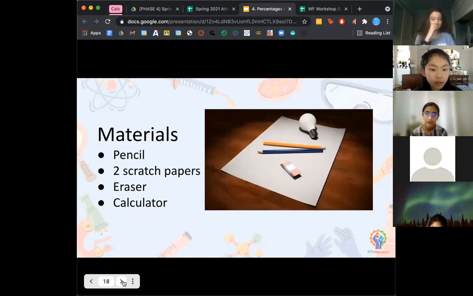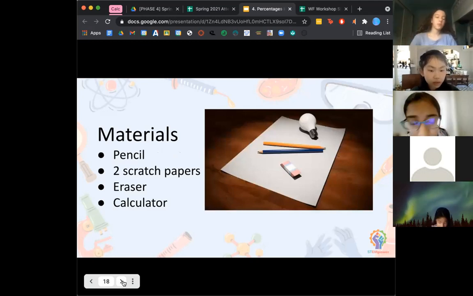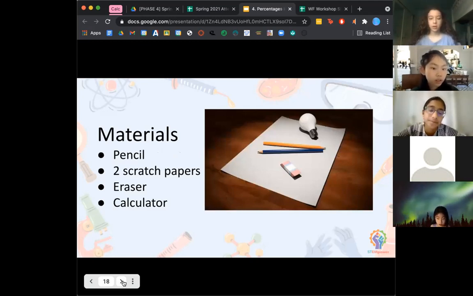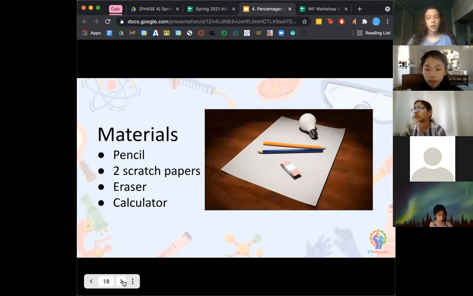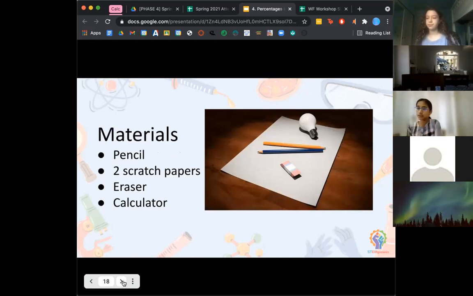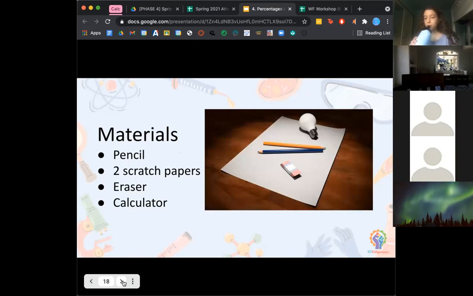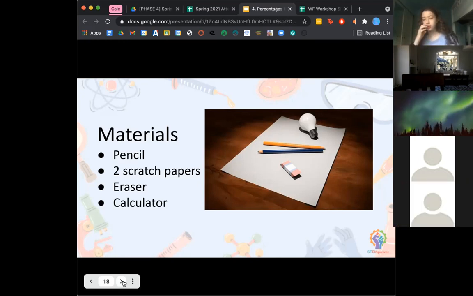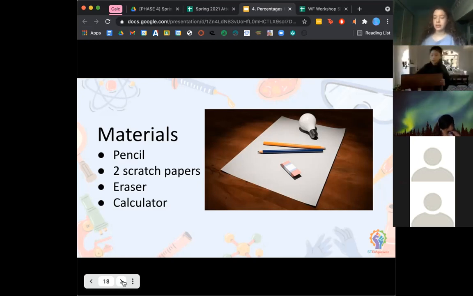Good job, guys. All right. So for this activity, you will need a pencil, 2 pieces of scratch paper, an eraser, and a calculator. So once you have all these things, just let me know with a thumbs up or some sort of signal to let me know you have everything. This is scratch paper again. Scratch paper just means a piece of paper. Can be lined or unlined, anything.